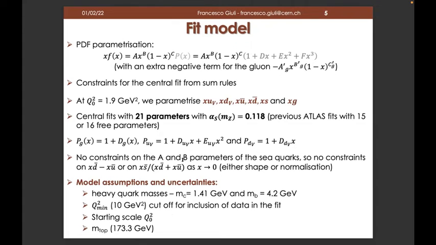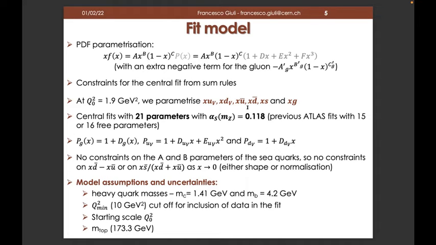As regards the PDF parameterization, we use the usual form, also used in the HERAPDF paper. So we have the nominal term, which is x to the b times (1 minus x) to the c, and then we have more parameters to describe the PDFs to give more freedom to the PDFs in the low x regime. We also have a negative term just for the gluon PDF. So we parameterize 6 different PDFs, as you can see here in the third bar, at an initial scale of Q0 squared equal to 1.9 GeV squared. As I told you, the central fit has 21 free parameters with a fixed value of alpha_s equal to 0.118.